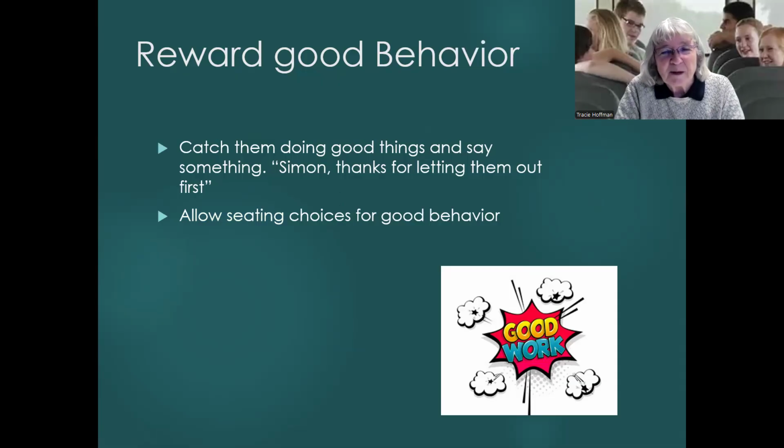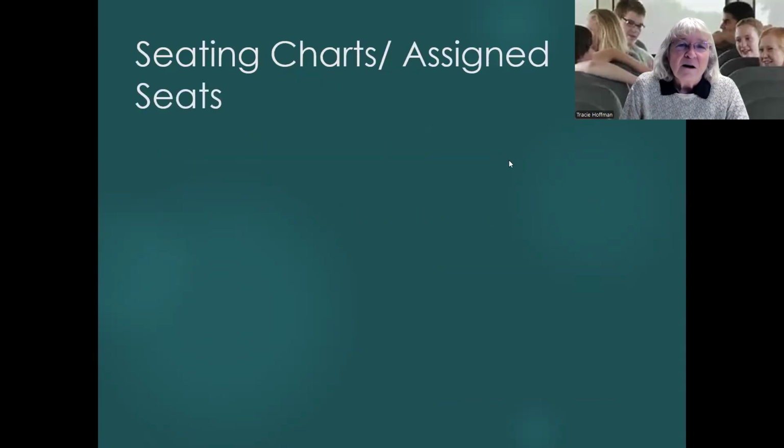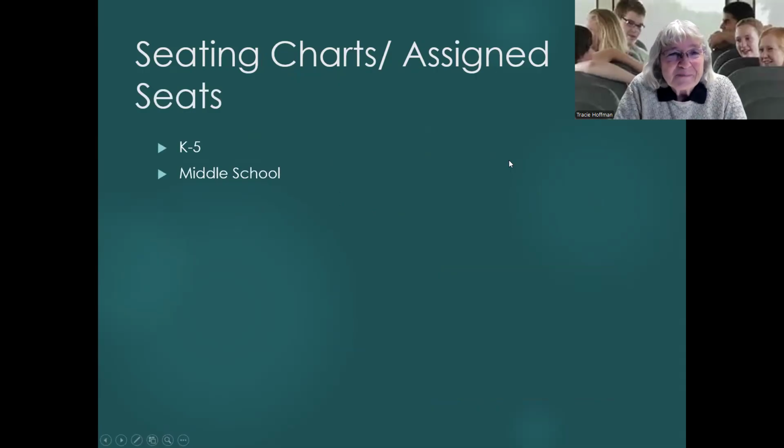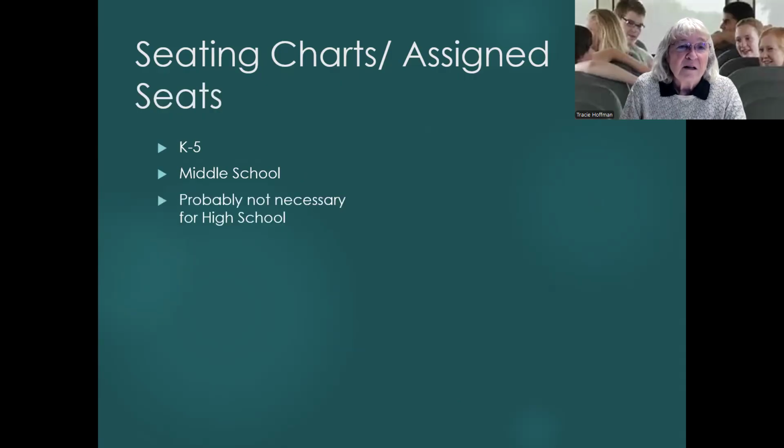Allow seating choices for good behavior, maybe once during your week instead of having assigned seats. If the bus has been good all week, maybe they can have their choice of seats on Friday afternoon. Speaking of seating, all of our minibuses are to have assigned seating. We strongly encourage seating charts for kindergarten through 5th grade and middle school. It's probably not necessary and probably not going to be very effective for high school.